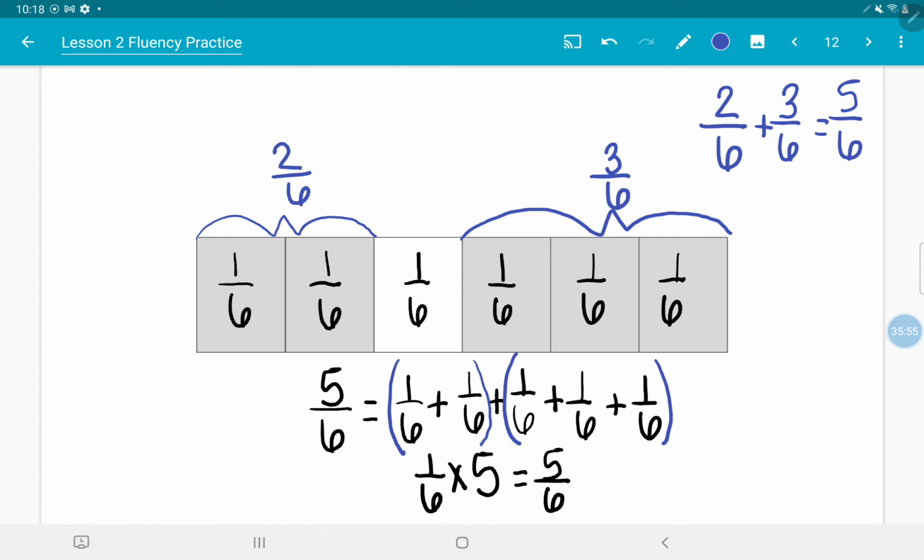Okay. If it's a sum of unit fractions, what am I doing to each of those pieces? What does sum tell me to do? What operation? Addition. Sum of unit fractions means to add the value of each unit or each piece.